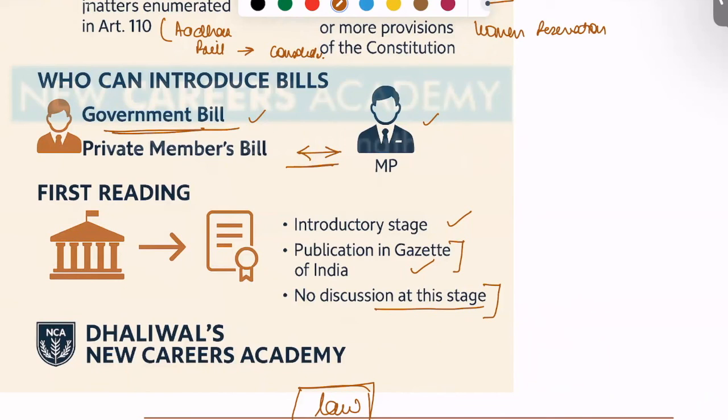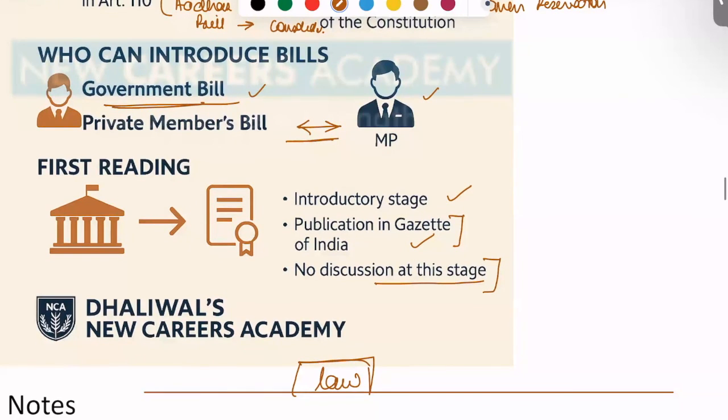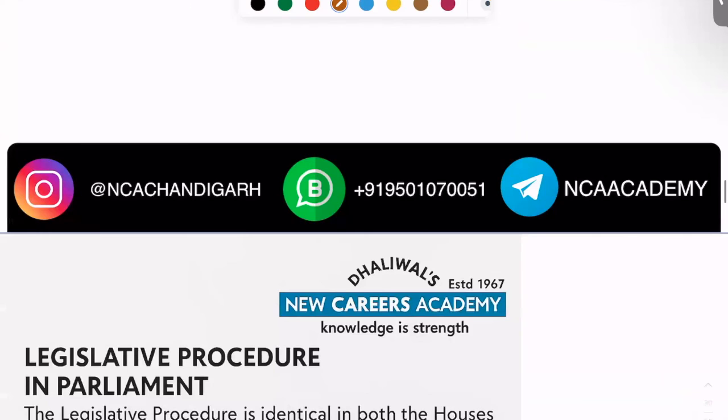MLAs can do it in the states. They can introduce bills in the states. Parliamentary laws are central laws. The states have state laws. Is it clear? What is the first stage of a bill? Introduction stage, publication, and finally discussion stage. Is it clear? We'll be continuing with this.